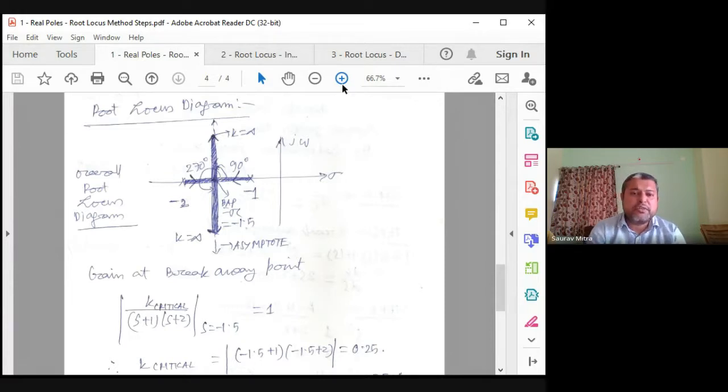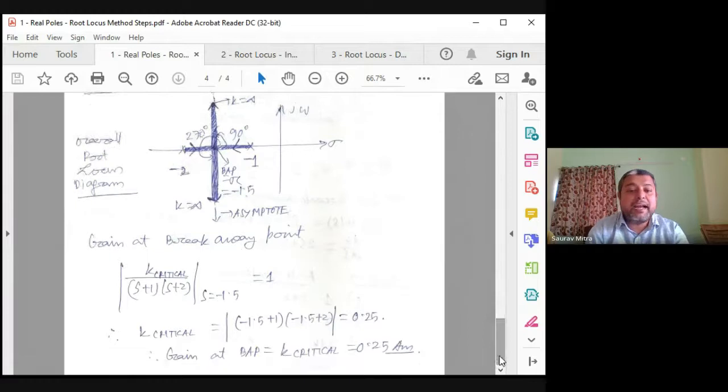And that we can find out from the root locus plot. From -1.5, one root locus branch is going up and the other is coming down. That means this line is parallel to the j omega axis, so there is no crossover of the root locus into the right hand side. Now the last thing is how to find out the gain at which the breakaway point occurs. We have found that the breakaway point is at -1.5, that is, at s equal to -1.5.